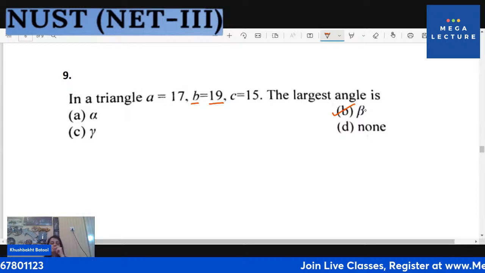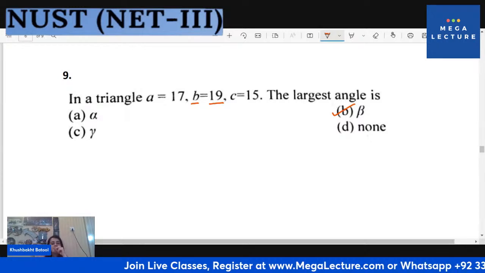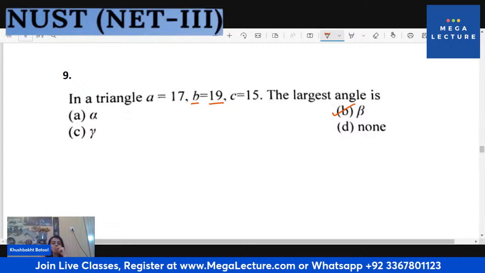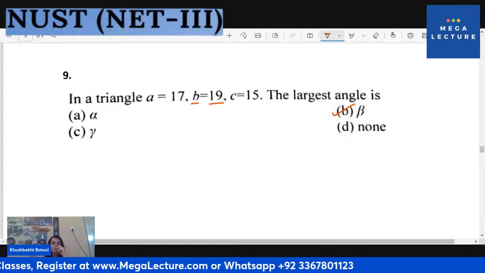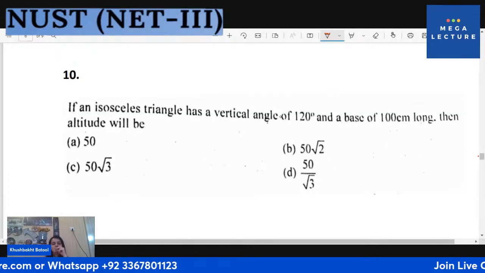Always remember, in triangles we have an angle side relationship. Larger the side, larger would be the angle. So that is how I knew that beta would be the angle, right? Let's talk about the next question.